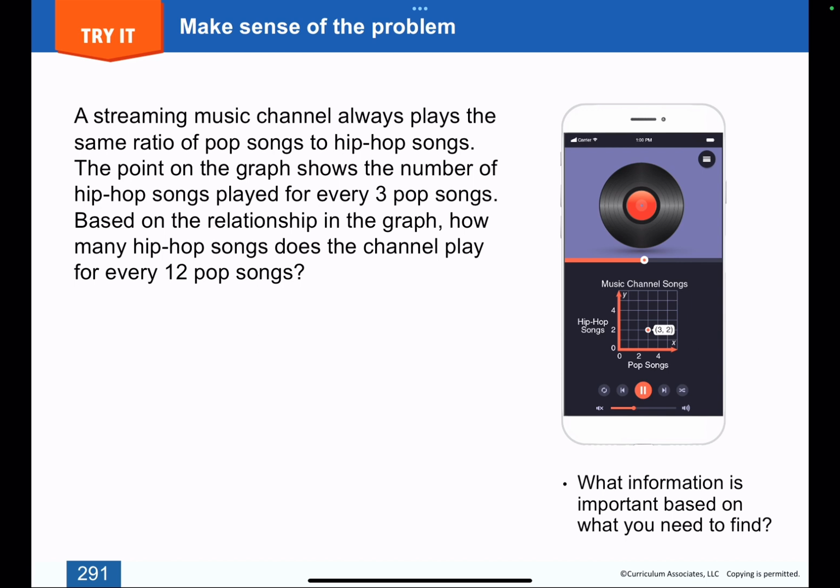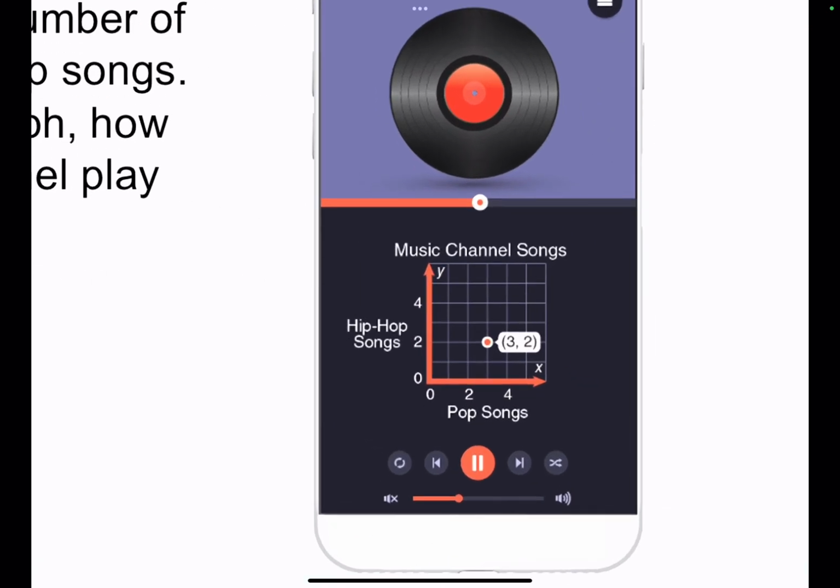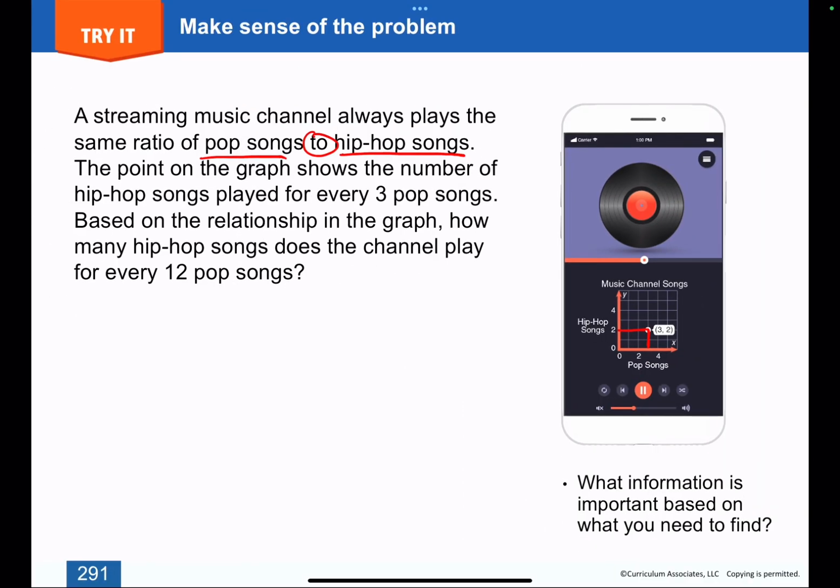Okay, so a streaming music channel always plays the same ratio of pop songs to hip-hop songs. The point on the graph shows the number of hip-hop songs played for every 3 pop songs. And you can see that here. For every 3 pop songs, there are 2 hip-hop songs. Based on the relationship in the graph, how many hip-hop songs does the channel play for every 12 pop songs?